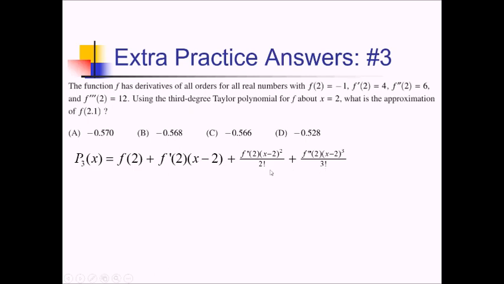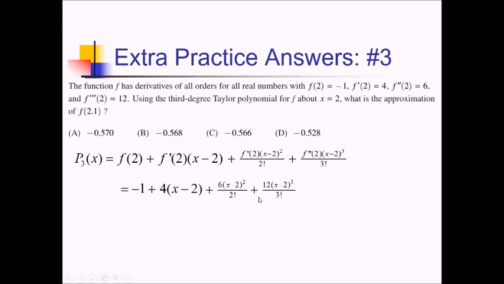All right, so now let's actually apply some numbers. F of 2 was just negative 1. F prime of 2 was 4, so we have 4 times x minus 2. F double prime of 2 is 6, so this is 6 times x minus 2 squared over 2 factorial. And for this last one, f triple prime of 2 is 12, so 12 times x minus 2 cubed over 3 factorial.